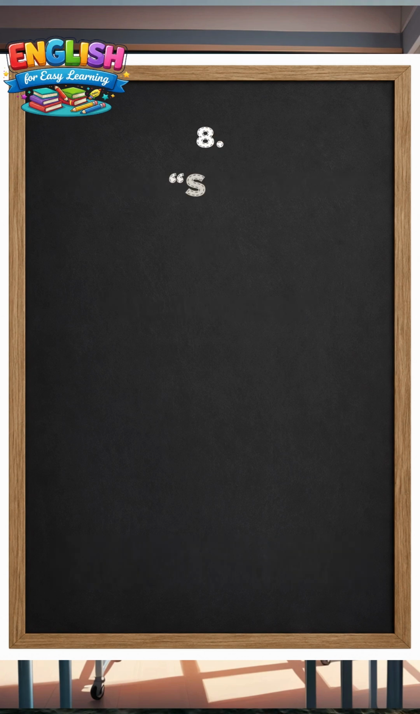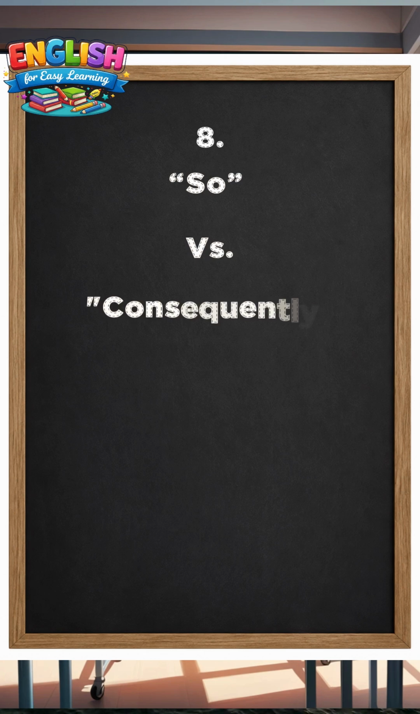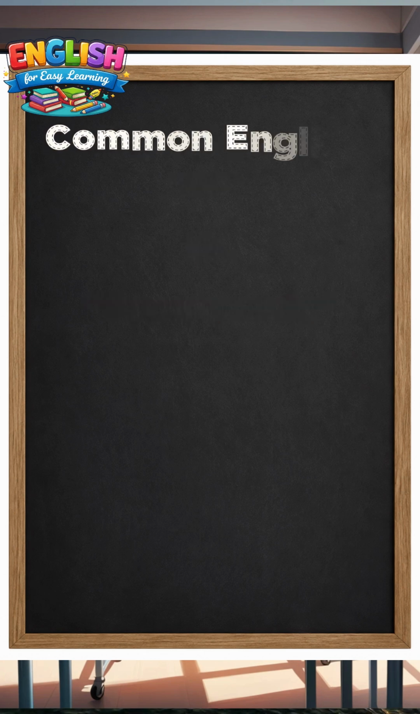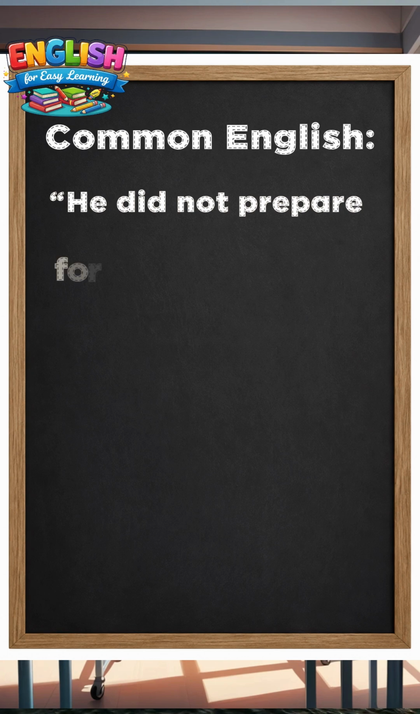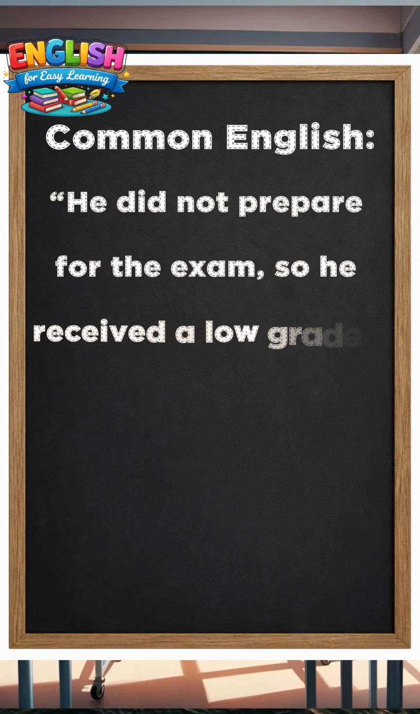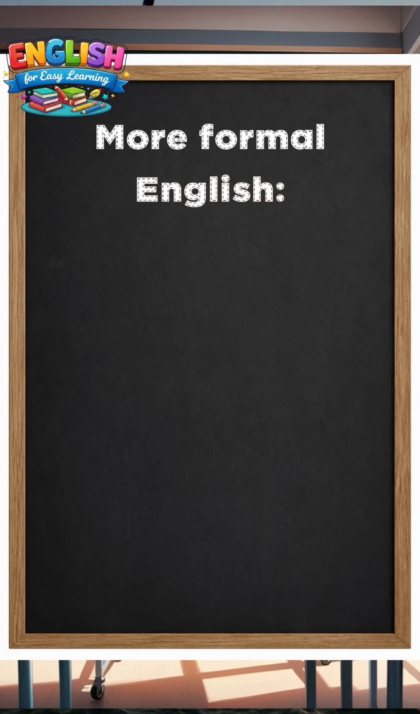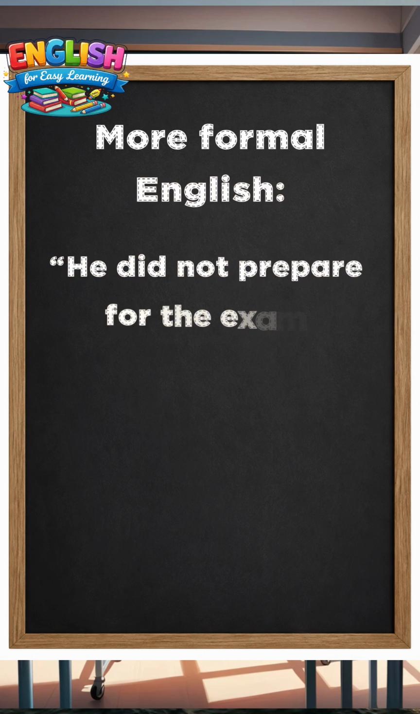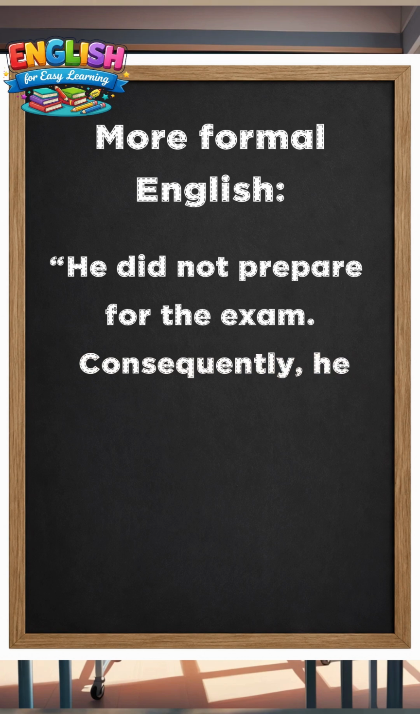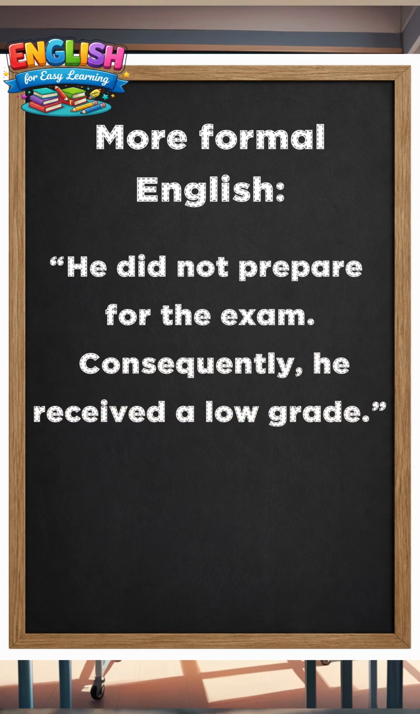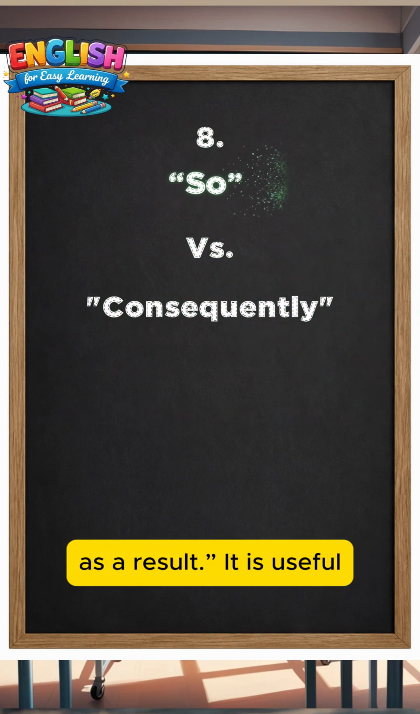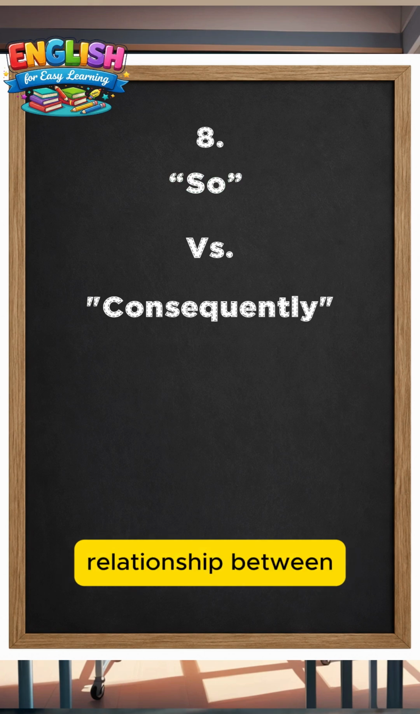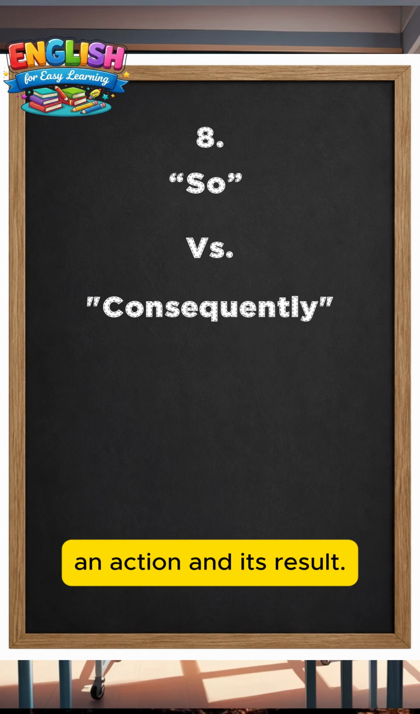8. So versus consequently. Common English: He did not prepare for the exam, so he received a low grade. More formal English: He did not prepare for the exam. Consequently, he received a low grade. Consequently means as a result. It is useful when showing a clear relationship between an action and its result.